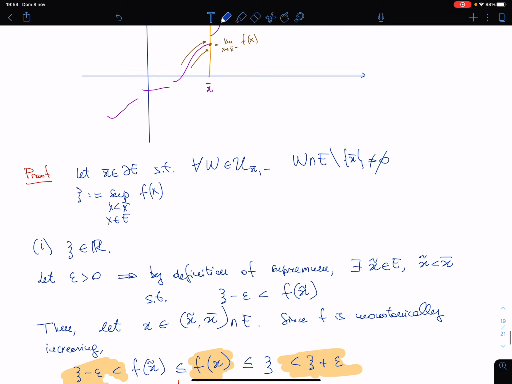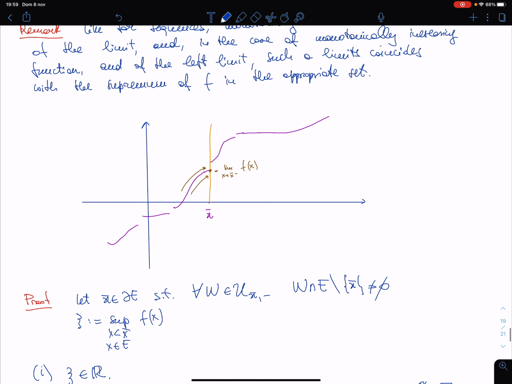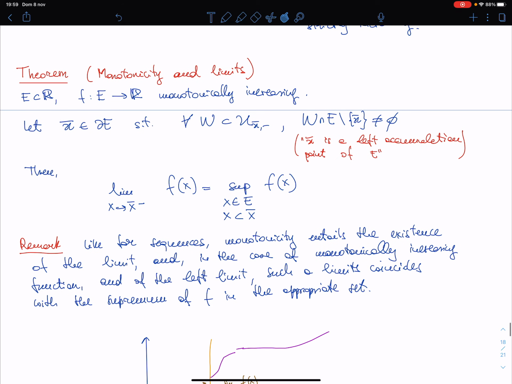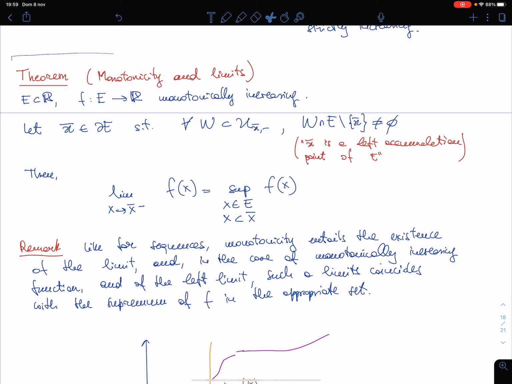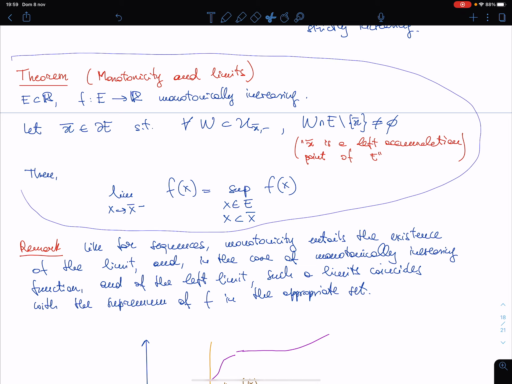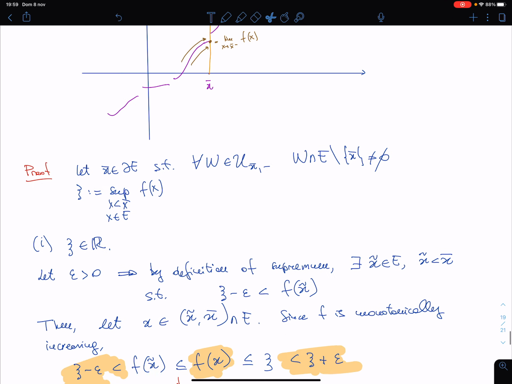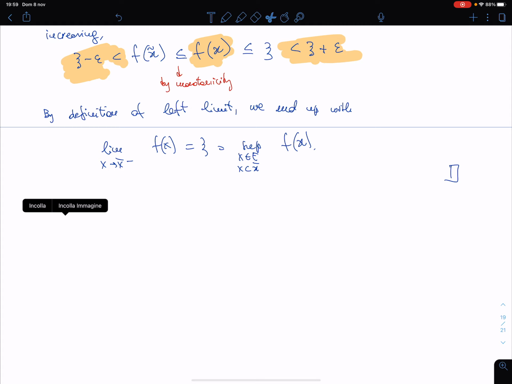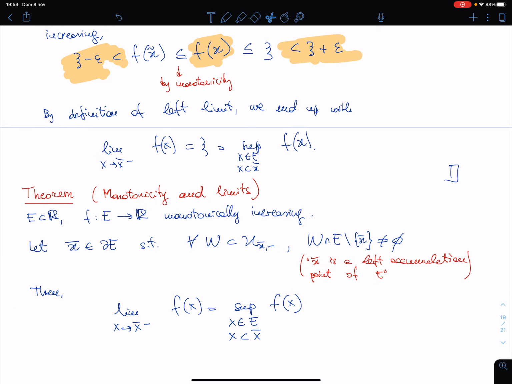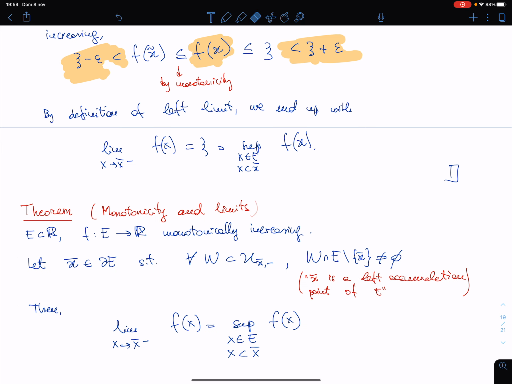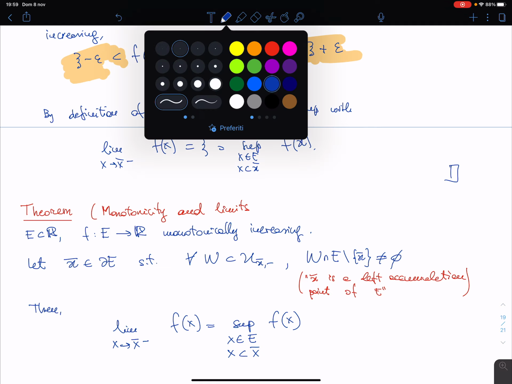And so here what I want to tell you is that, of course, there is another symmetric theorem for monotonically decreasing functions. I write here the statements, and the statement is very similar to the one I just gave you. And again, monotonicity and limits 2, and it is on right limits.